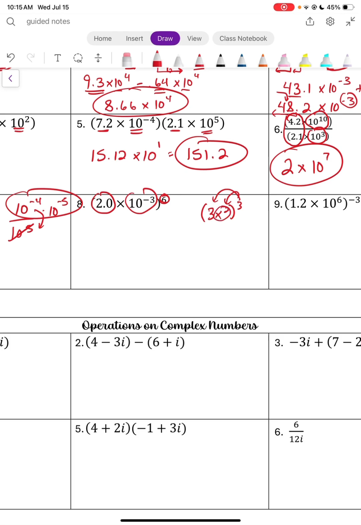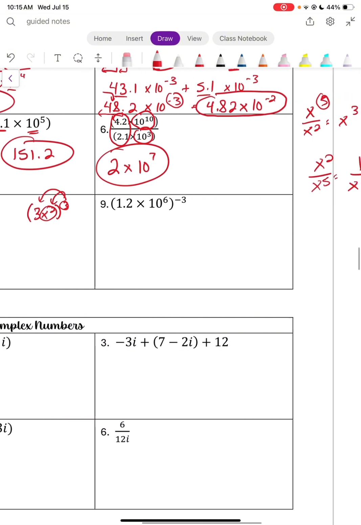To raise a power to a power, you multiply the powers. So we got 2 to the 6th, which gives you, I believe, 64. Times 10 to the negative 3 to the 6th power is negative 18. So there's my answer, but again, the decimal's in the wrong place. So I'm supposed to move this decimal left 18. If I put it here to get it in the right spot, now I'd only have to move it left 17. So that'd be 6.4 times 10 to the negative 17th power.